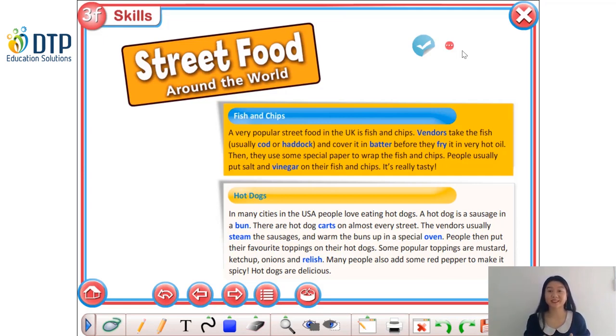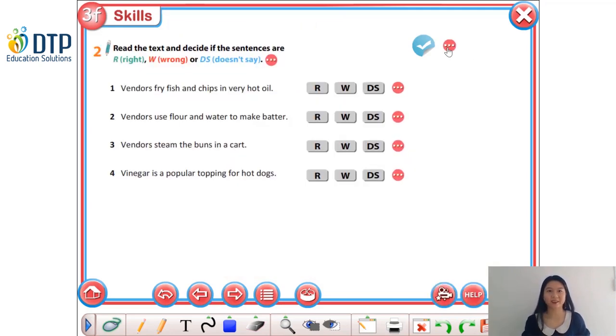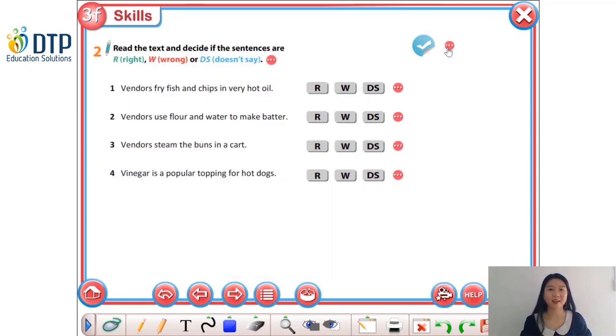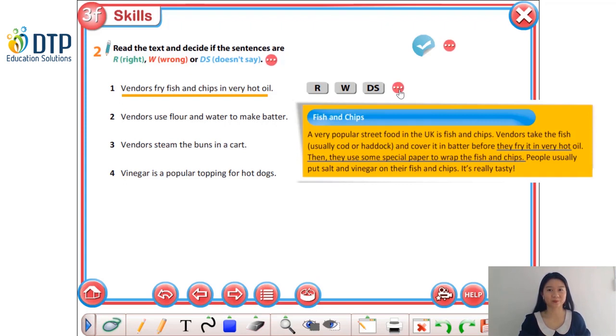Now you will read the text and decide if these sentences are right, wrong, or doesn't say. Bây giờ các em hãy đọc bài và xem thử 4 câu này đúng hoặc là sai hoặc là không được đề cập trong bài đọc nhé. Okay, what do you think for number 1? Vendors fry fish and chips in very hot oil. And it is right.